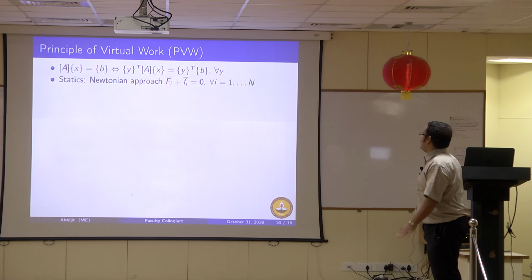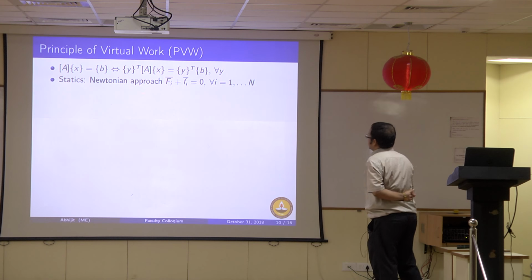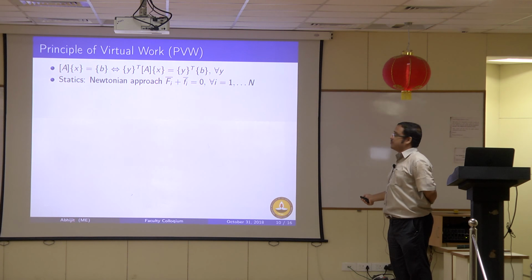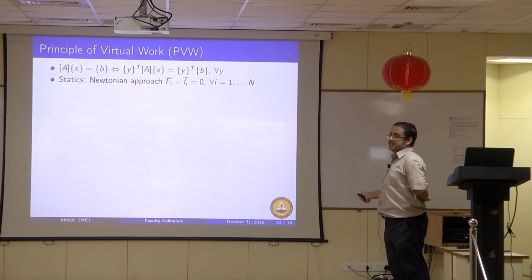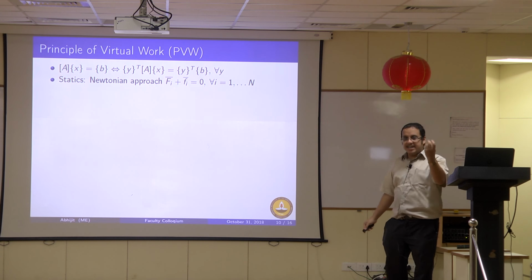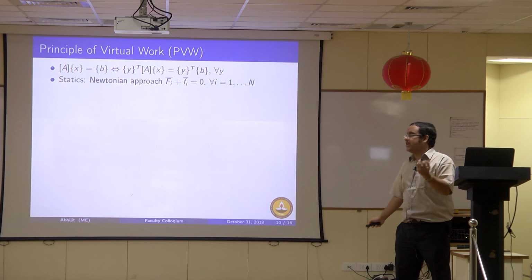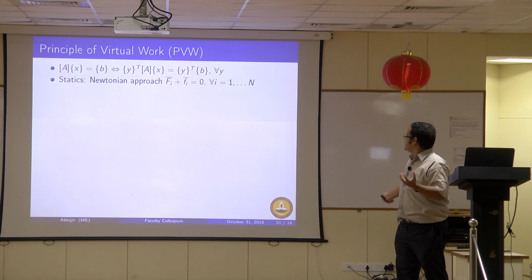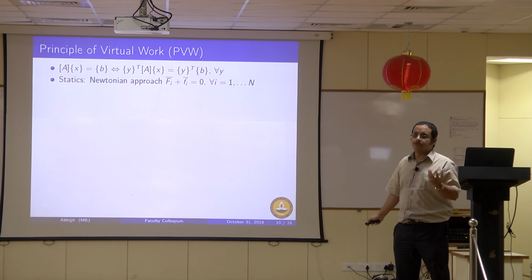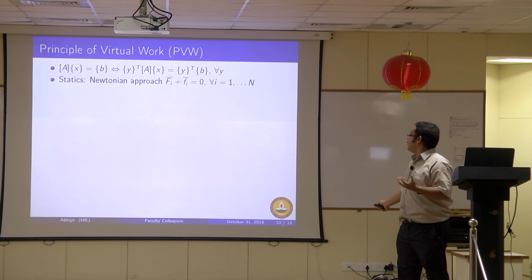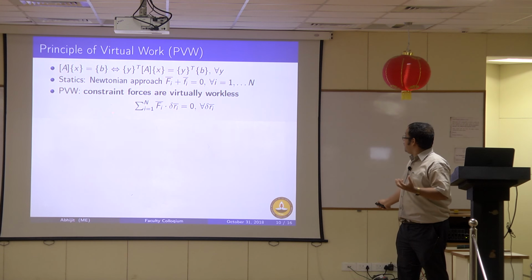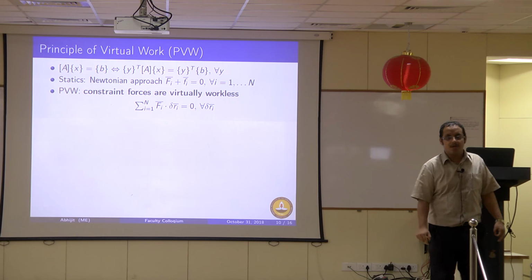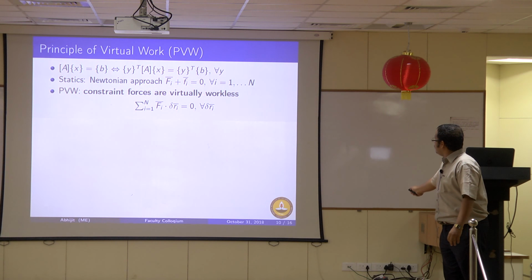Okay, first let us go one step backwards and talk about the statics. In the Newtonian approach, we will have the external forces, which is capital F, and the constraint forces, small f. So for each particle, for each body, you add up the external forces and the constraint forces, and since it is not moving, you are saying that it equals 0. So it must be in equilibrium. Now when you are stating the principle of virtual work, you are forgetting about these constraint forces. So the constraint forces are no longer important.